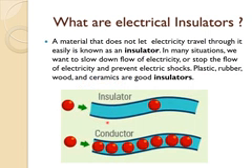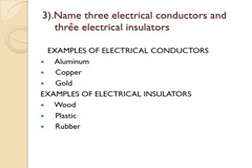Question number 3 is: name 3 electrical conductors and 3 insulators. We have already discussed this, so you can easily answer. Examples of electrical conductors are aluminium, copper and gold, while the examples of electrical insulators are wood, plastic and rubber.